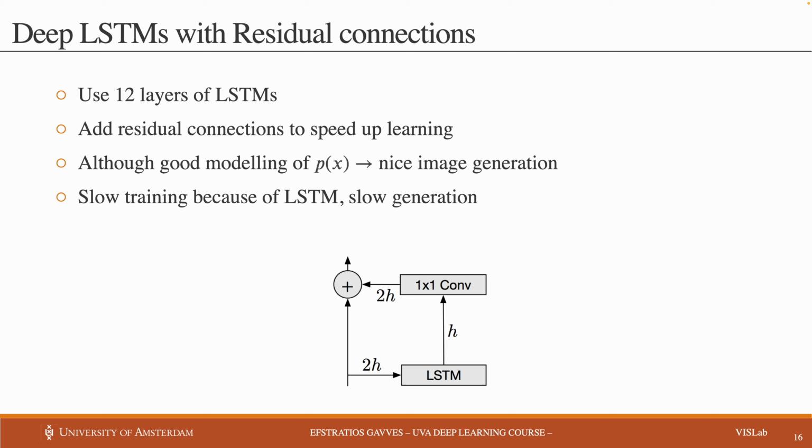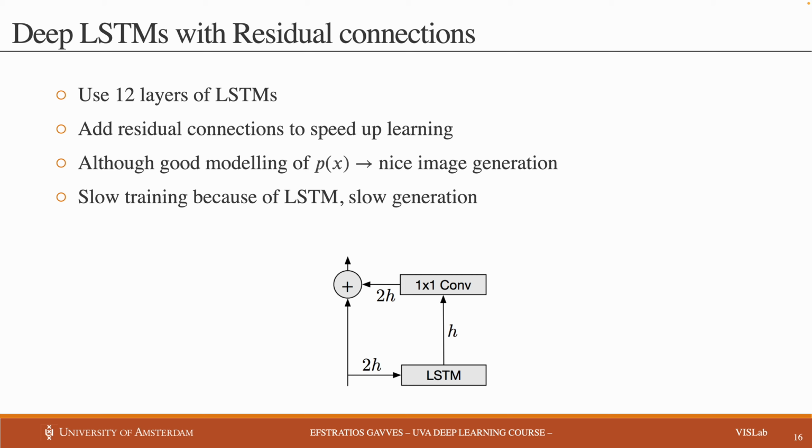And once you're in this regime, and for as long as you make sure that your basic convolutional blocks do not violate the autoregressive nature of your model, you can do whatever you want. So you can add residual connections to speed up learning. Again, it's a tractable density. It computes exactly the likelihood, which means that you can have nice image generation for as long as you can train it well enough.